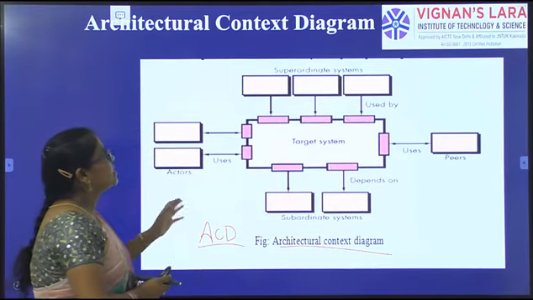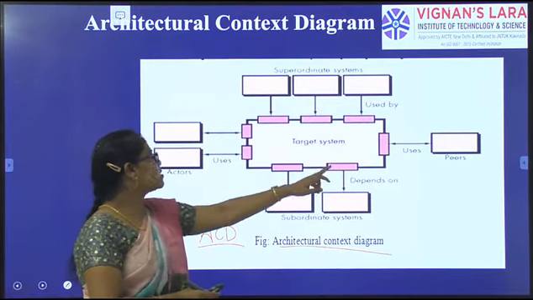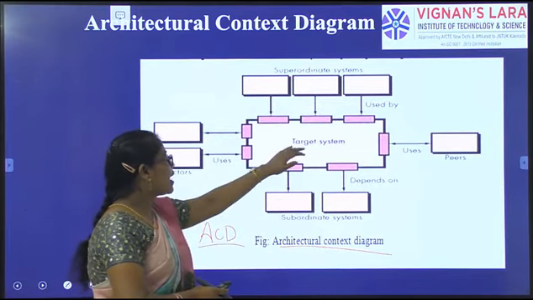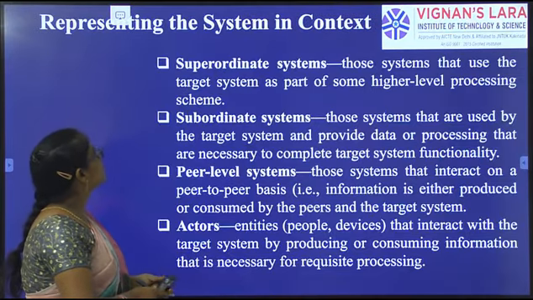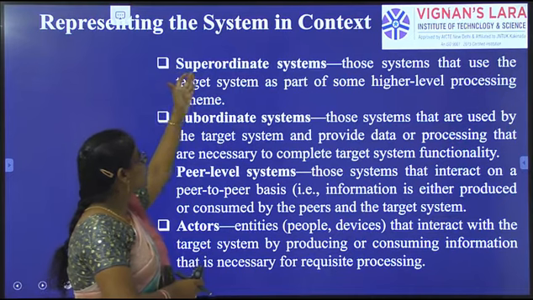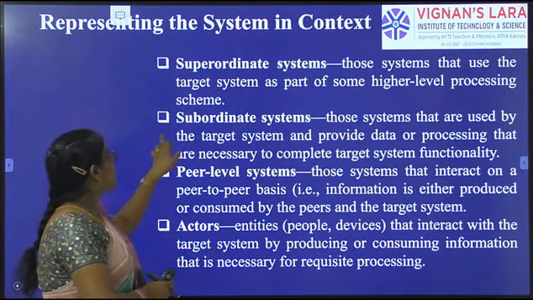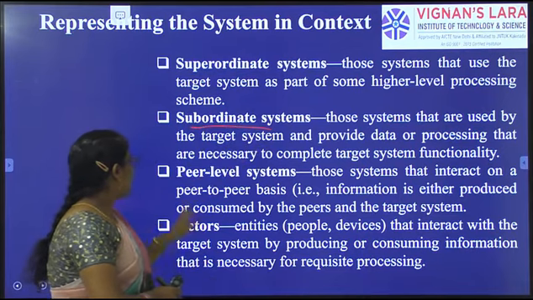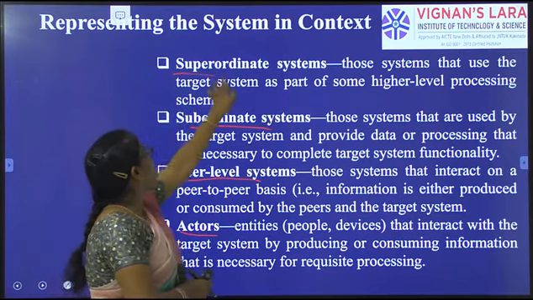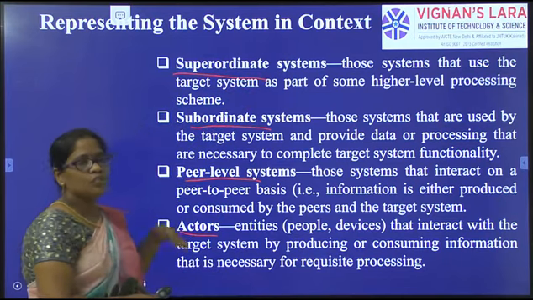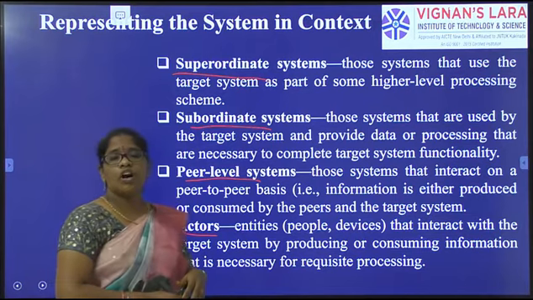So in this ACD we have the four types. One is the subordinate, actors, peers, and target system. Okay, so what are those? Let us see. Superordinate systems. And next one is the subordinate systems. And next one is the peer level systems. And next one is the actors. So these are the four parts that are interested in the context level.